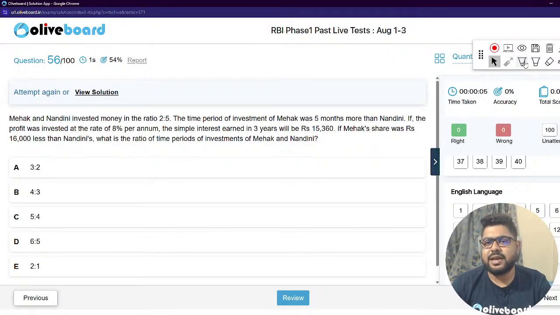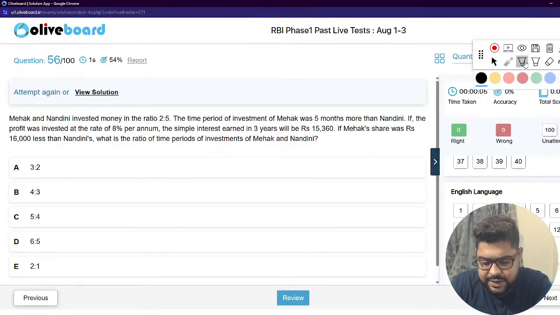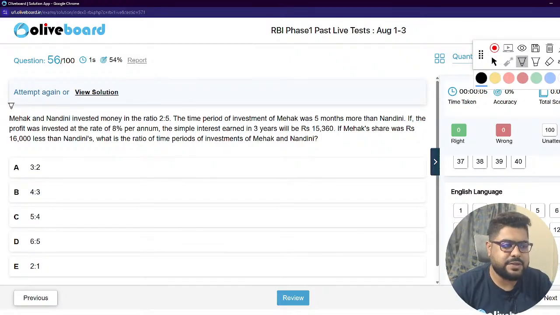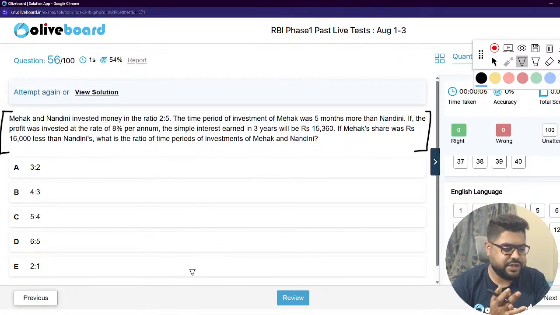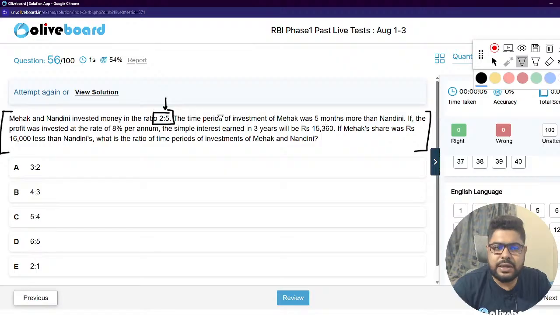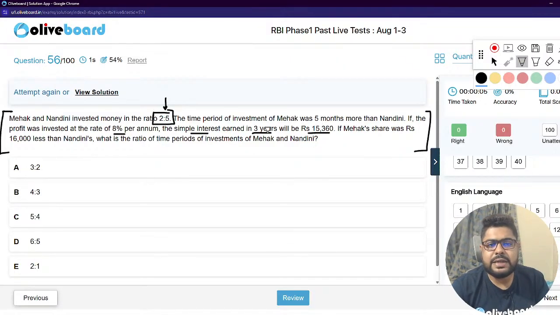So the first question of the last week's mock, the quant section, is this one, based on a combination of, I guess, partnership as well as simple interest. Chalo, let's read it. Mehak and Nandini invested money in this ratio in their partnership. The time period for Mehak is 5 months more than that of Nandini. If the profit invested at 8% per annum simple interest for 3 years is this. Acha. So if the interest is this.